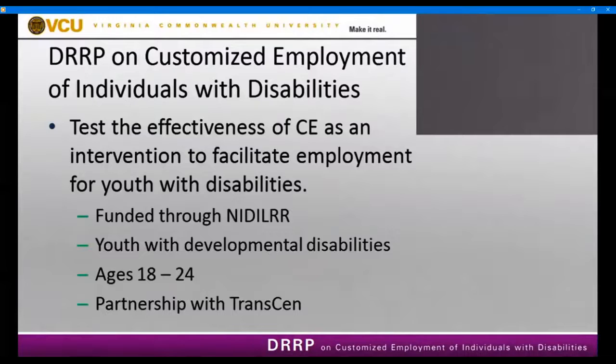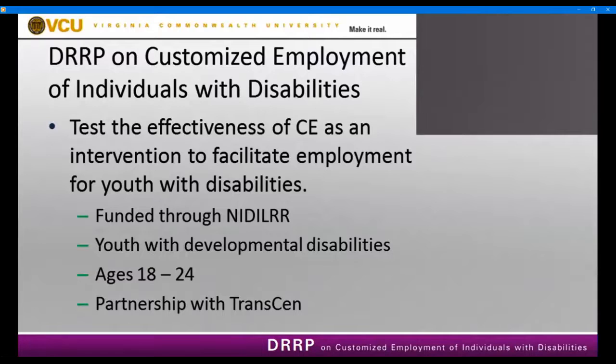So now that we've given you a little overview of customized employment, we want to share about some of the research that we're doing at VCU. Very little research has been done regarding customized employment in this model. And so we were fortunate enough to be awarded a disability rehabilitation and research project on customized employment of individuals with disabilities. We're testing the effectiveness of customized employment as an intervention to facilitate employment for youth with disabilities. And this project is funded through the National Institute on Disability, Independent Living, and Rehabilitation Research.